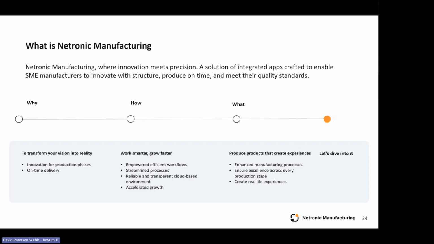Let's take a look at the why, the how, and the what. Why? From innovation to production for on-time delivery, we help you to bring your products to life. The how? Empowering efficient workflows through streamlined processes within a reliable and transparent cloud-based environment to drive accelerated growth. And the what? It helps you to enhance your manufacturing processes, ensuring excellence across every stage of your production phases, enabling real-life experiences.